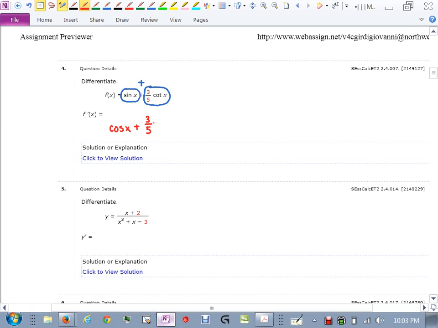And now you need to know what the derivative of cotangent of x is. This is on your formula sheet, but it's also one you want to try and start to remember. It's negative cosecant squared. So negative cosecant squared x is the derivative of cotangent x, and that's being multiplied times negative 3/5. So you just go cosine x, I'll just move the negative in front and make it a subtraction, 3/5 cosecant squared x. We are done.